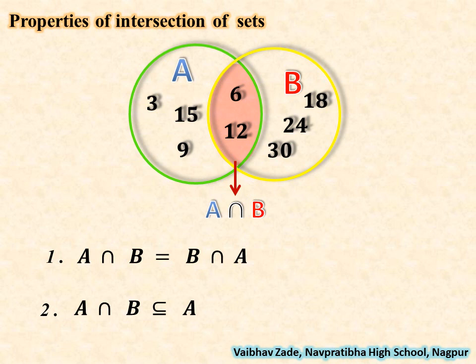Our second property is that A intersection B is a subset of A. Earlier we said that A intersection B has the elements which are common to both sets. So A intersection B is always a subset of A, as well as always a subset of set B. It means the intersection of any two sets is always a subset of both sets.